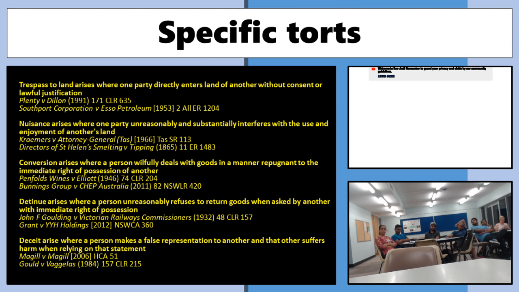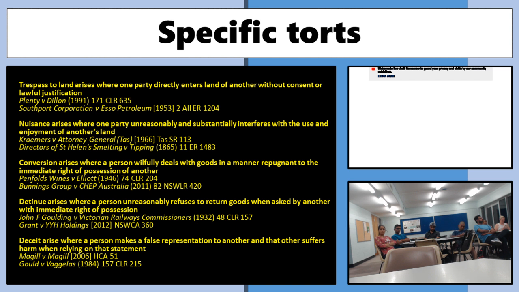And the thing is that the elements are slightly different. So detinue, when a person unreasonably refuses to return goods, is usually an easier thing to prove. You just have to prove you had the right to have the goods, that you asked for them, and they refused. You have to prove that it's unreasonable, done. You're going to get some dollars.